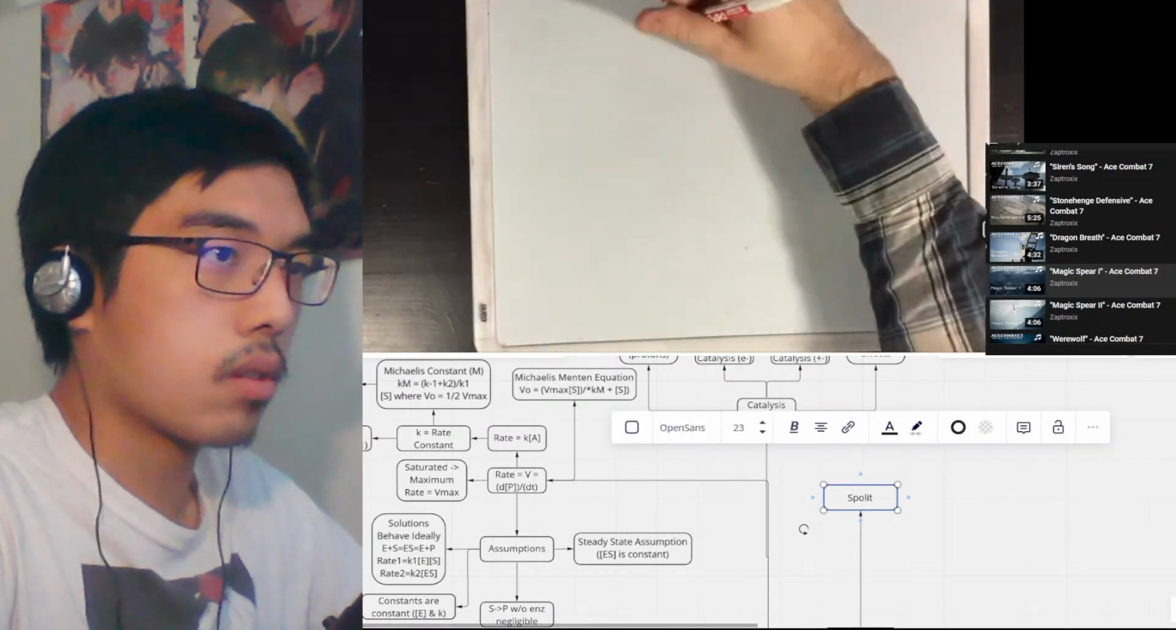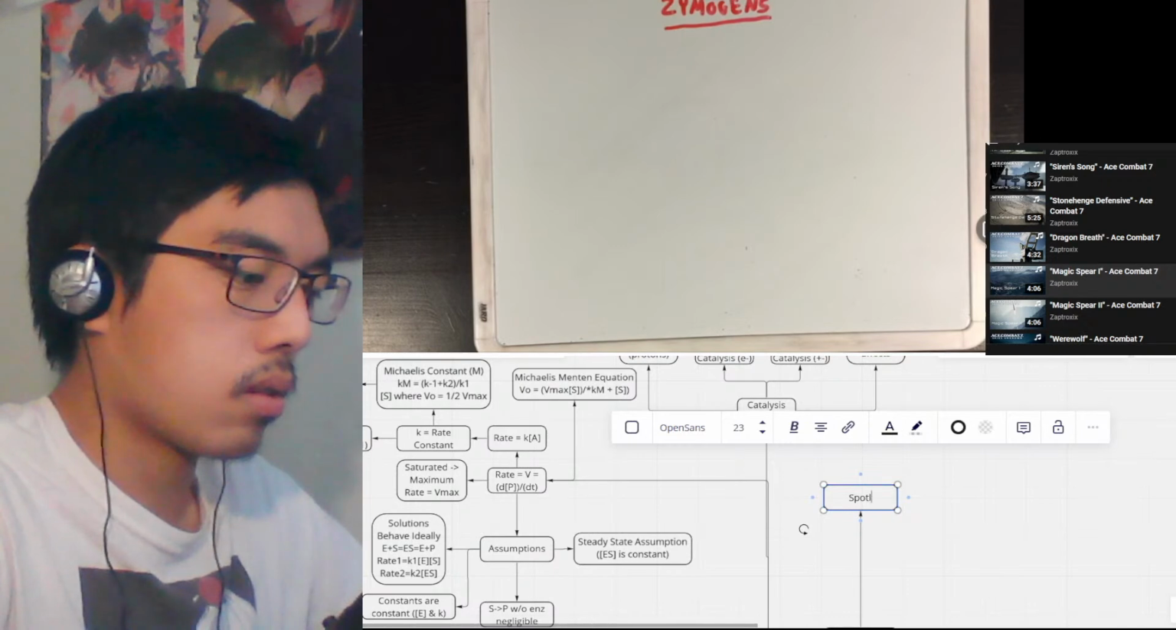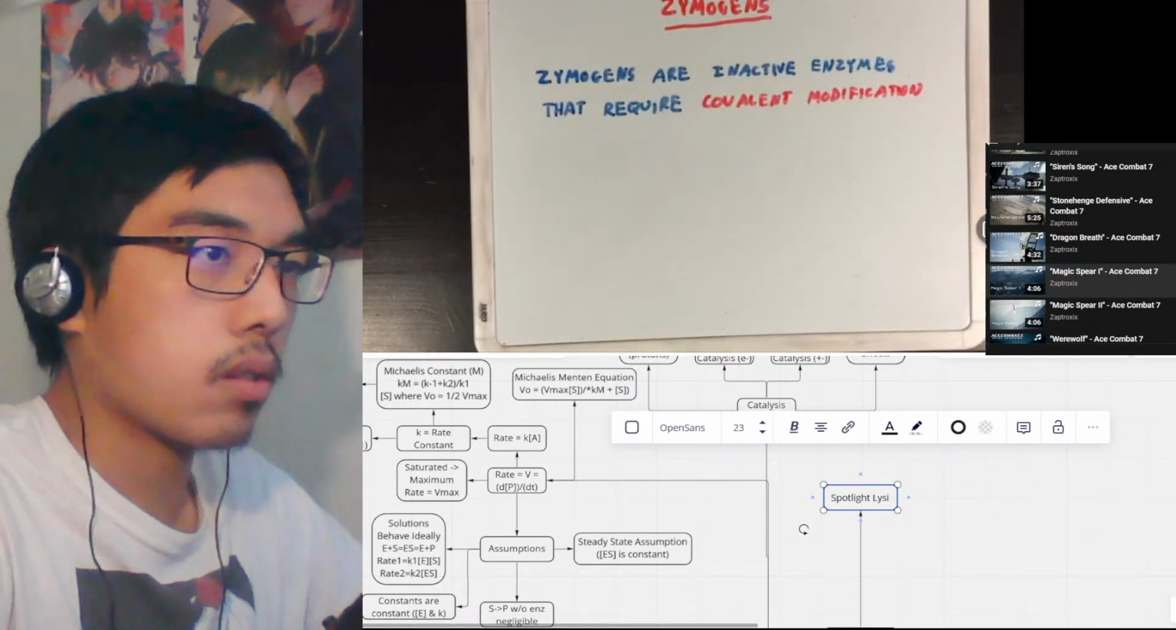Moving on, I want to discuss another way in which covalent modifications of enzymes is relevant, and that's in reference to zymogens. Now, a zymogen is an inactive form of an enzyme that requires a covalent modification in order to become active. And a big example of these zymogens in biology are the digestive enzymes that the pancreas releases so that you can digest food.